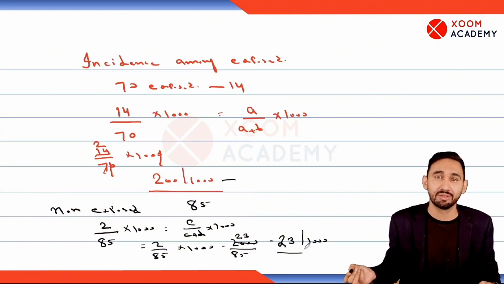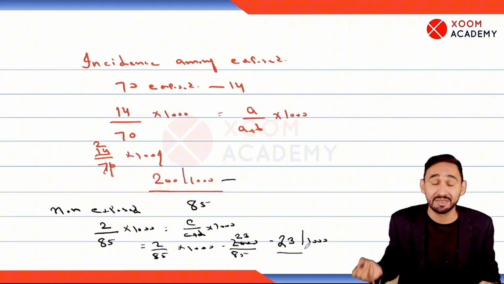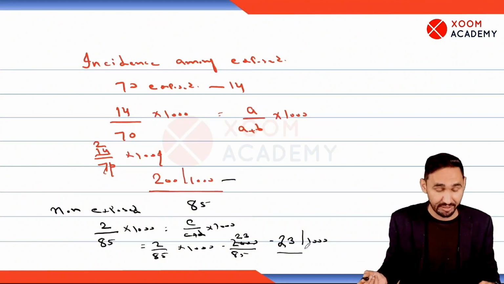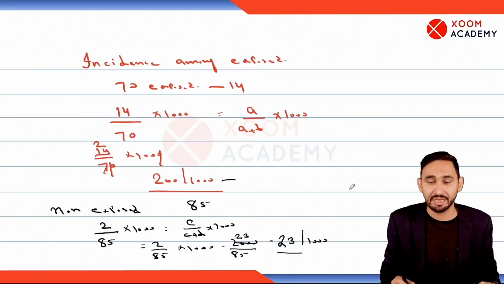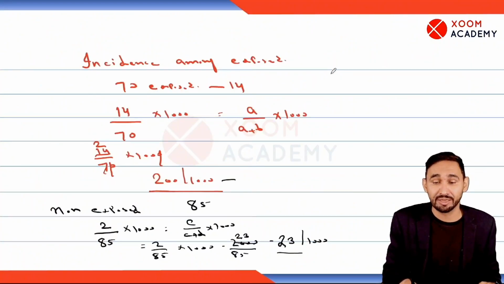Now we have to see whether this association is strong enough or not. Now we will measure the strength of association. How will we measure the strength of association? We can measure the strength of association by calculating relative risk.